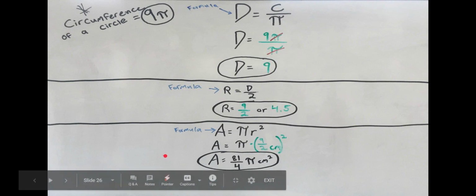All right. Now let's go down here and substitute. For our radius, we had 9 over 2. 9 over 2 squared gives us 81 over 4. 81 over 4 pi centimeters squared is our final answer. Let's keep going.